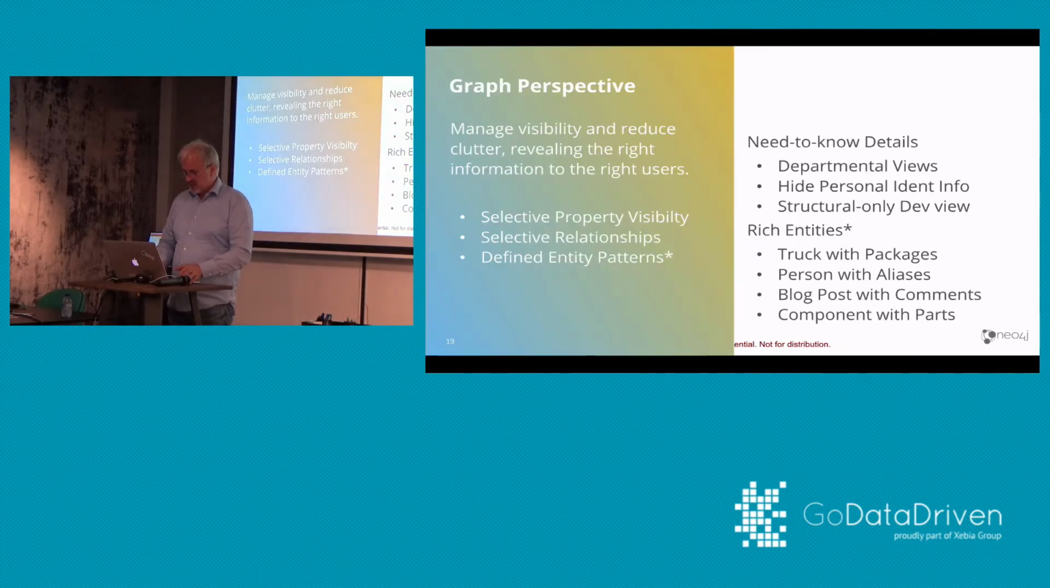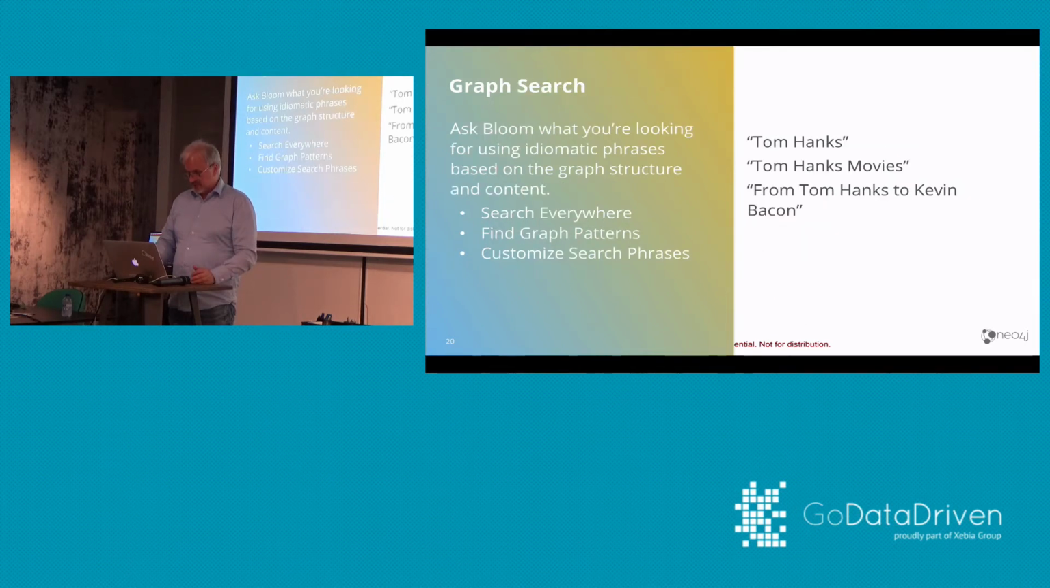So now I already talked about graph perspectives. You can limit a perspective to view only one part of your graph. Some examples are on this sheet. You can also select the properties or the relationships you want to see, and define entity patterns, which is the search stuff. Now, graph search, I will show that in a demo in a moment. But you can search everywhere, like a full text search over all the nodes and relationships. You can find graph patterns, and those can be saved queries. Or you can also enhance those saved queries by having it help you build up a question.